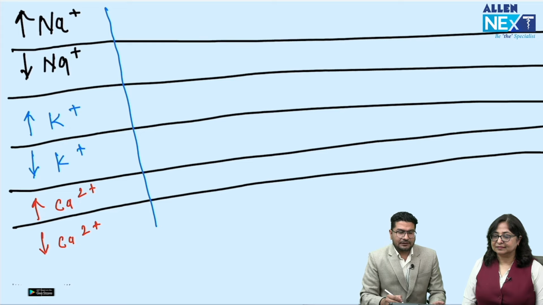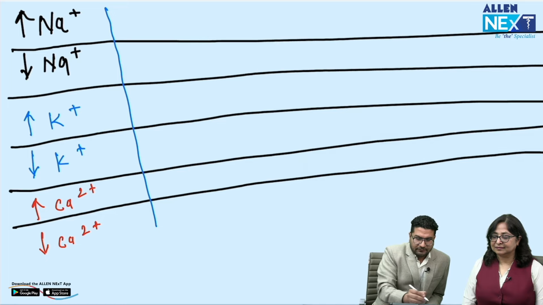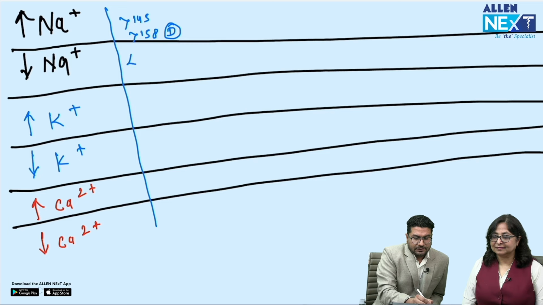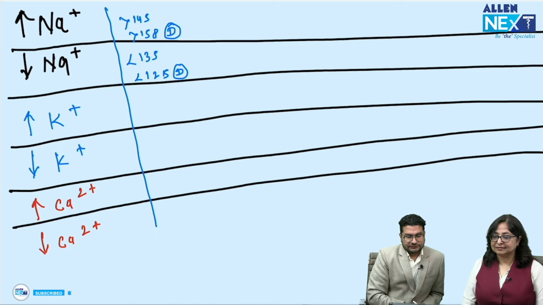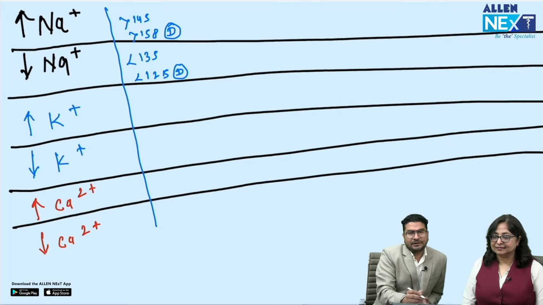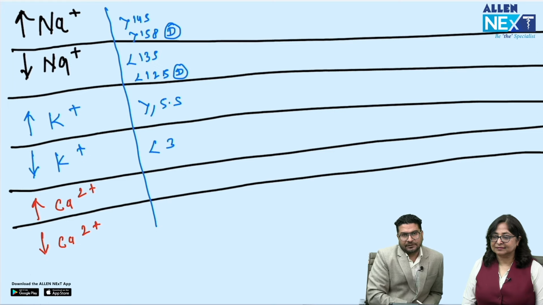So if you ask me about sodium values, hypernatremia is when it is more than 145, and when it is more than 158 we use the term D for dangerous. Simple. Hyponatremia we will call when it is less than 135, and less than 125 is considered dangerous. Potassium range is 3.5 to 5. So hyperkalemia, we can call this when it is more than 5.5. If it is less than 3, we call this hypokalemia.